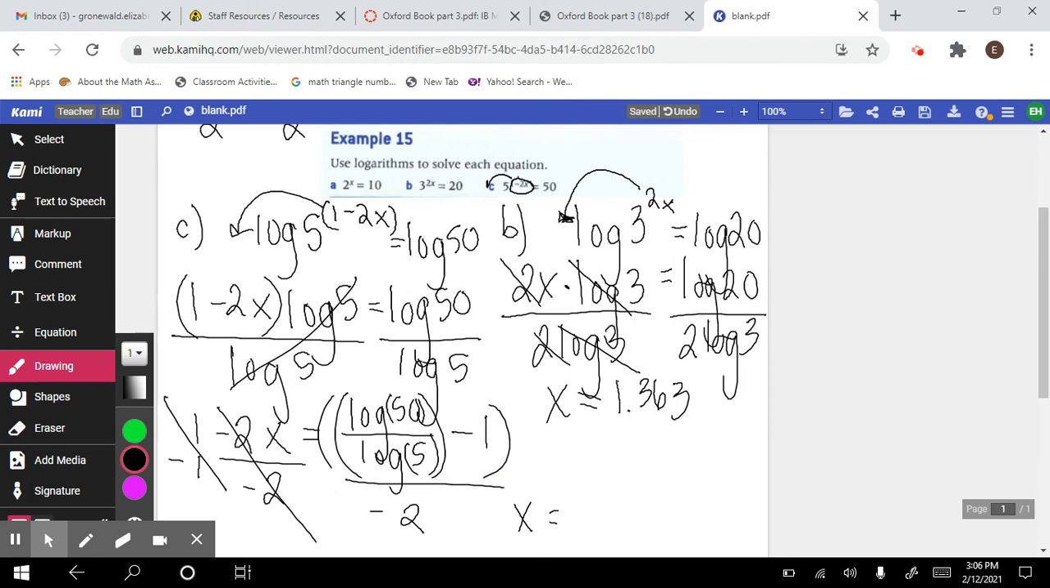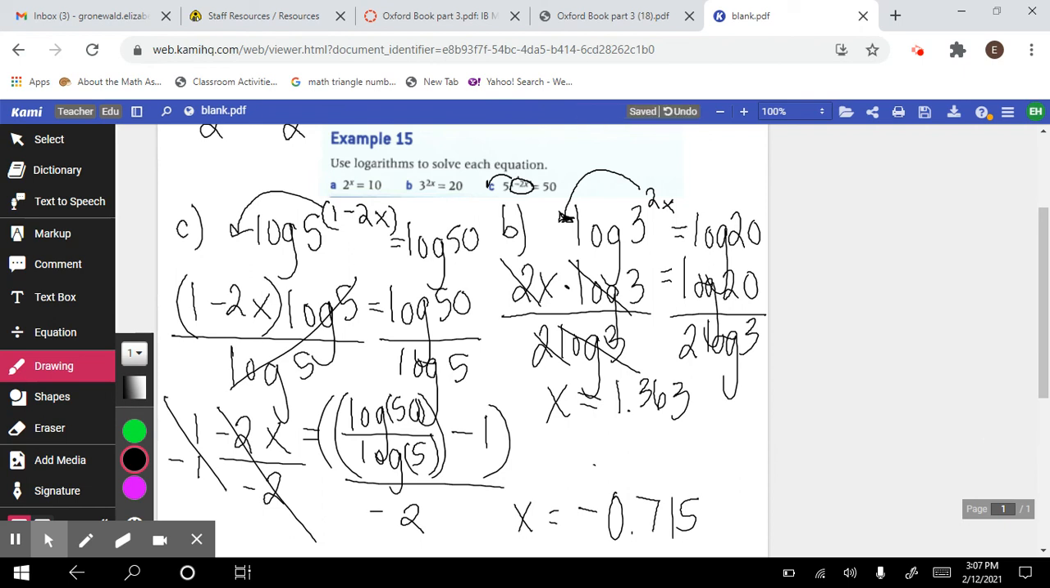If you're on your phone, that's super important, but if you're in Desmos or a graphing calculator, sometimes they'll split it up for you really nicely. So let's go ahead and calculate this. Log 50 divided by log 5 minus 1 divided by -2 is -0.715. And there we go.